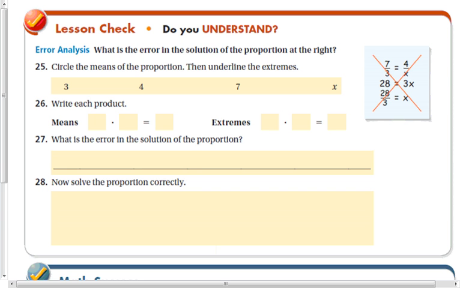All right, that's it for this lesson. Go ahead and do the lesson check, and we'll talk about that next time we meet in class.